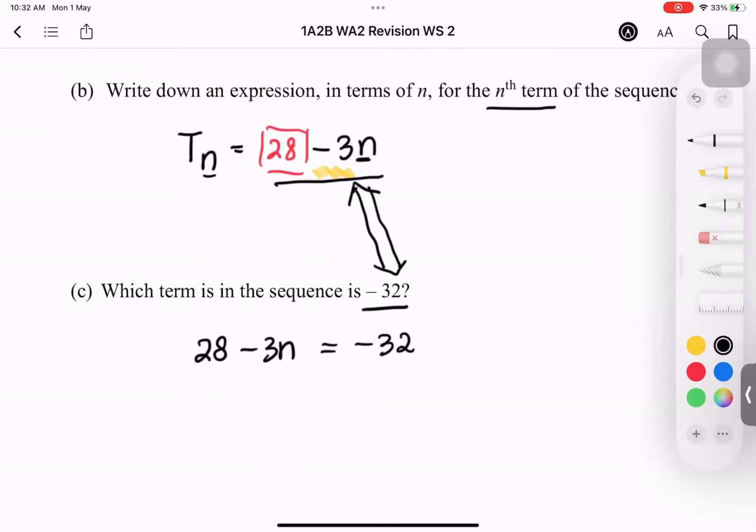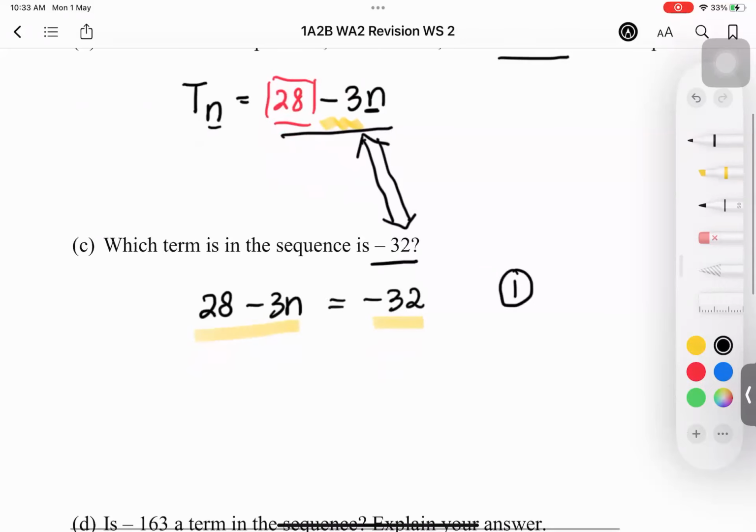Okay, for students, even if let's say you answer in part B, you cannot get the correct answer, never mind, you write down an answer, you use your answer and you equate it to -32. This is a method mark, even if your answer in part B is wrong. So you must still try the method. You just write -3n or something, right? Then you equate it. So this is a method mark. Then now we are going to solve for n.